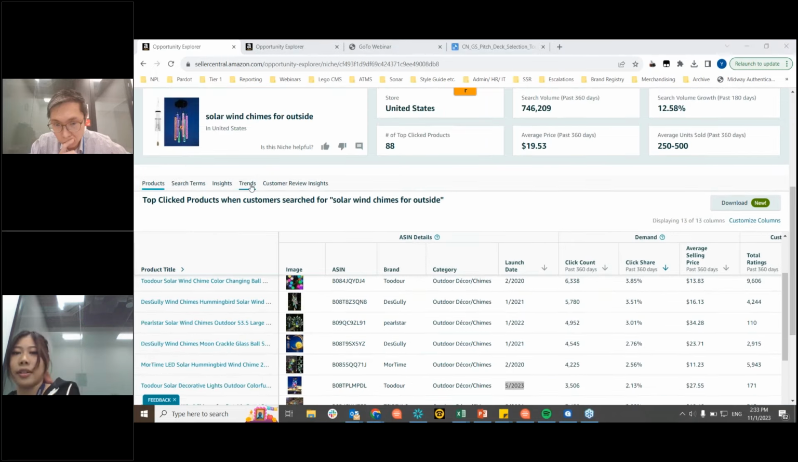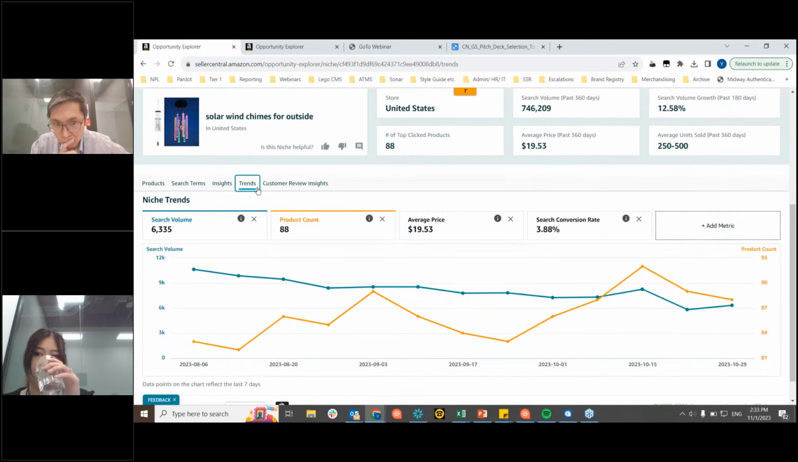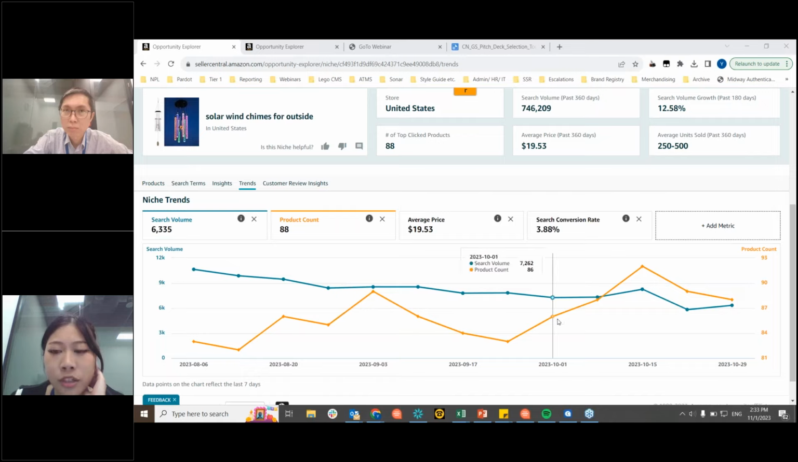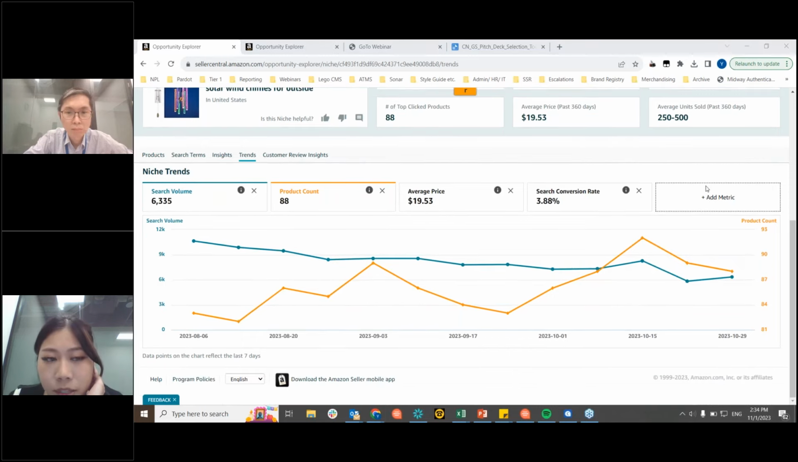Okay, next one. Trends. Okay, this is the exciting one that I just talked about earlier on as well briefly. So you'll be able to know what the search volume trends are. So it can help you with two key things, right? So when should you launch your product? Let me take a look at this graph.